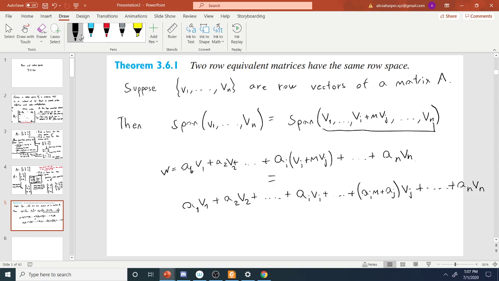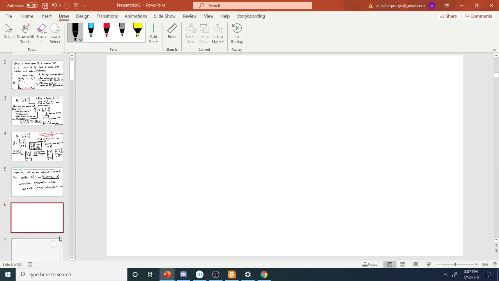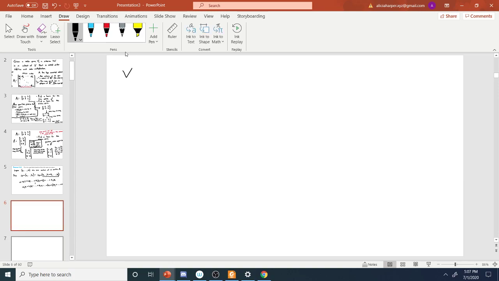And it's not too hard to go the other way, because if I look at, say, W is equal to a1 v1 plus ... plus an times vn, then what I can do is I can rewrite this as follows.